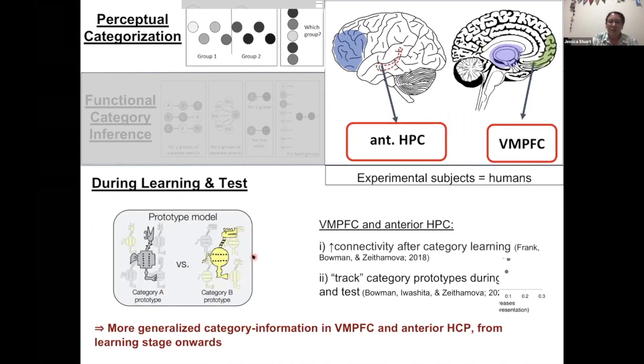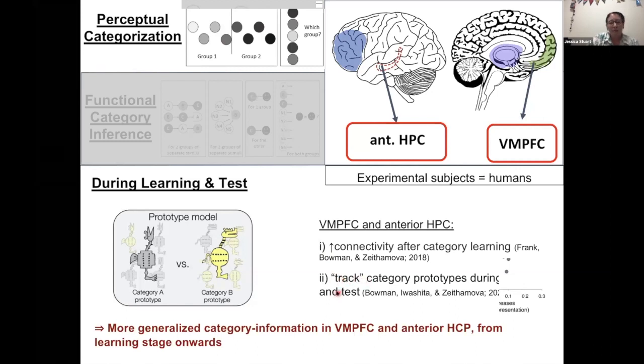So I'll quickly tell you some more results related to these. First, the simple one, perceptual categorization. In this kind of task, it seems that the ventral medial prefrontal cortex and the anterior hippocampus are important, and this is both during learning and at test. In the first study that I'm looking at here, which was one of Dasha's as well, she found that after people had learned these perceptual visual categories, there was increased connectivity between these two parts of the brain. Furthermore, she found that these two parts of the brain seem to track category prototypes, both during the learning phase and at test.